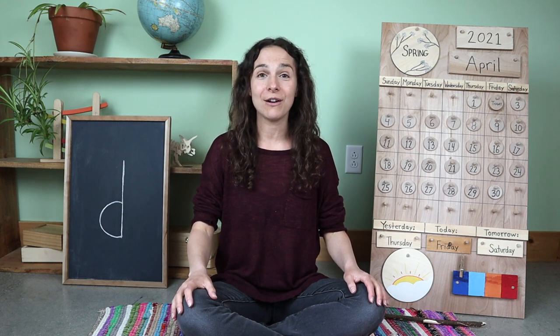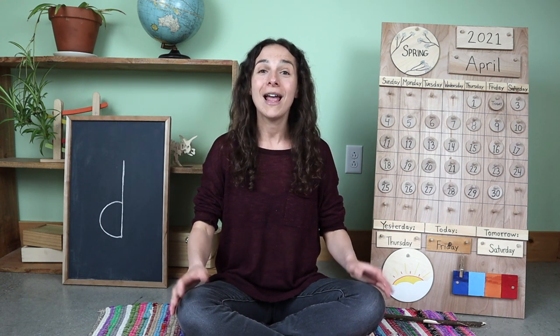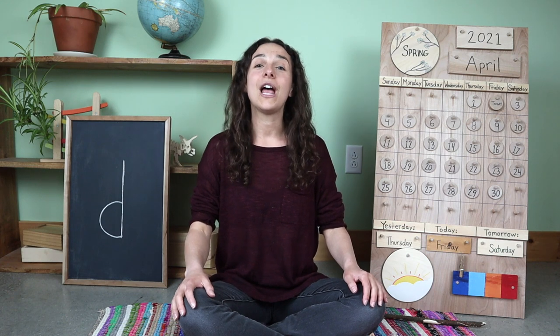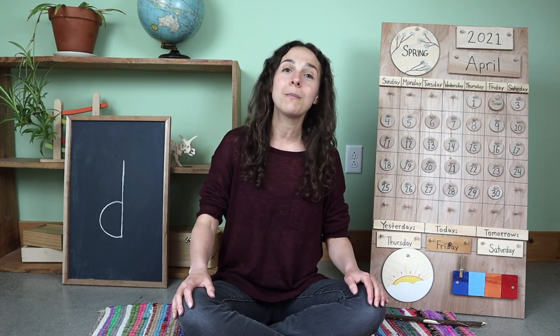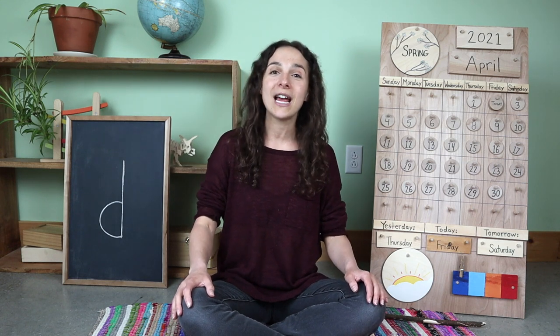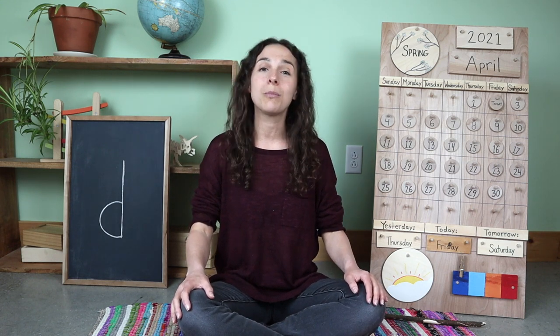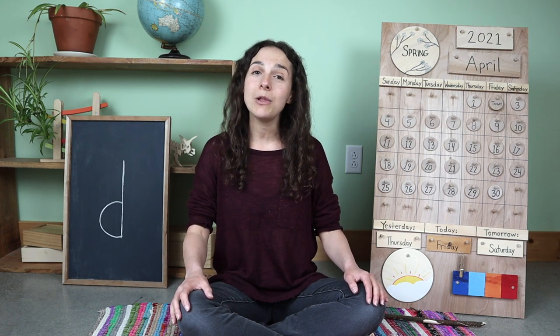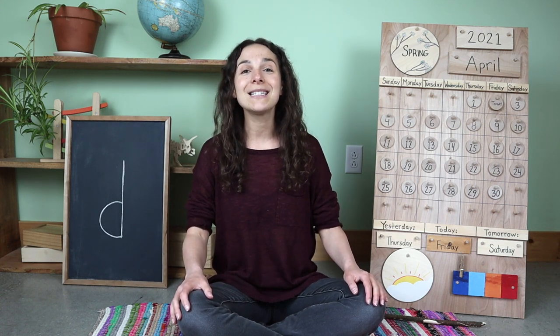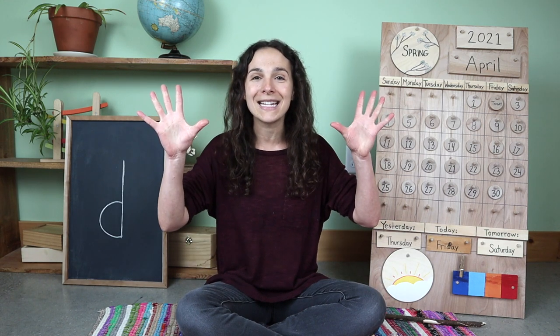I have a song to share with you about the colors of the rainbow, and it goes like this. Red, orange, yellow, green, blue, purple, pink. Red, orange, yellow, green, blue, purple, pink. Red, orange, yellow, green, blue, purple, pink makes a rainbow bright.